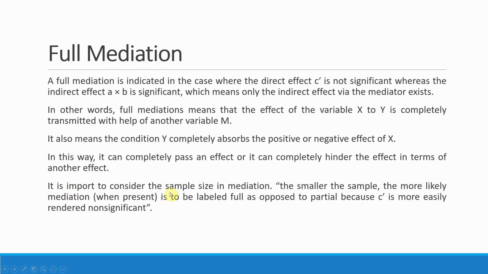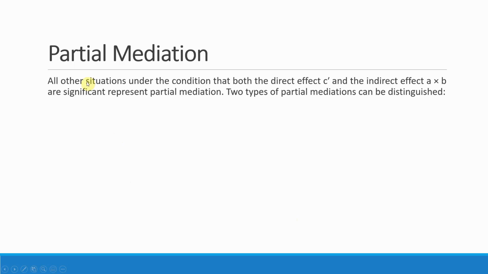It is important to consider the sample size in mediation. The smaller the sample, the more likely the mediation, when present, is to be labeled full as opposed to partial mediation. Now you need to have adequate sample size when doing mediation analysis. Now partial mediation: when you have got an indirect effect, or your effect A into B, is significant and your direct effect is also significant, this is referred to as partial mediation.